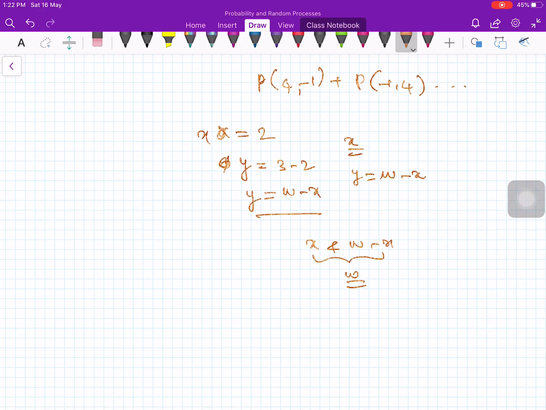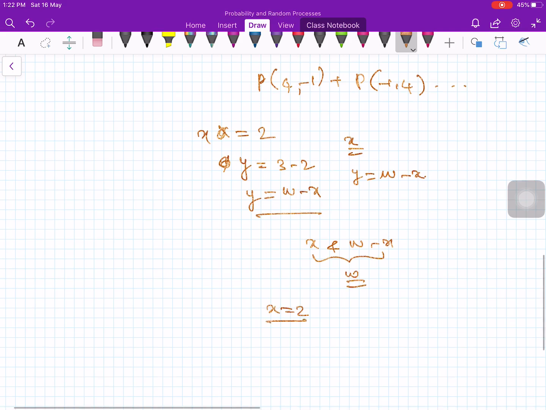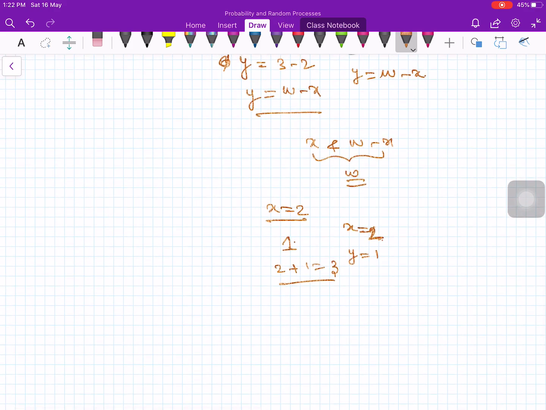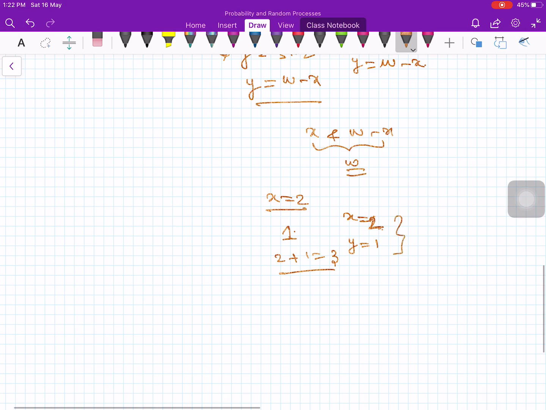So that is over all these points of the probability that we get a certain x. Let's say x equals 2. So then what happens? In this case, the corresponding probability that the random variable y takes will be 1, because 2 plus 1 equals 3. When I consider x equal to 1, then y is equal to 2, and when I consider x equal to 2, then y equals 1. So these two are complementary to each other.